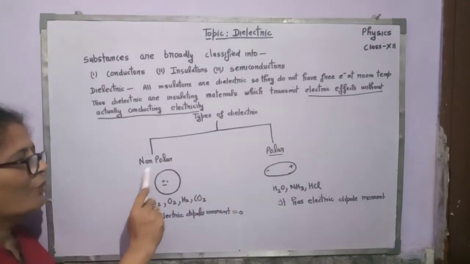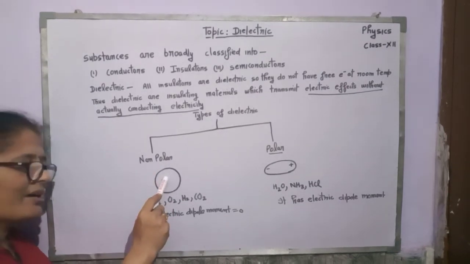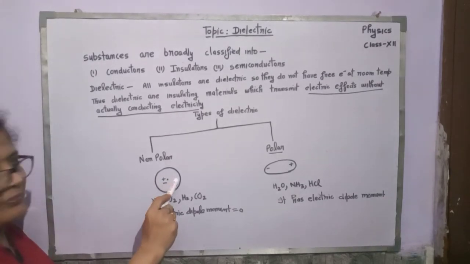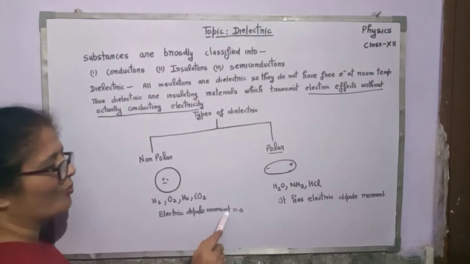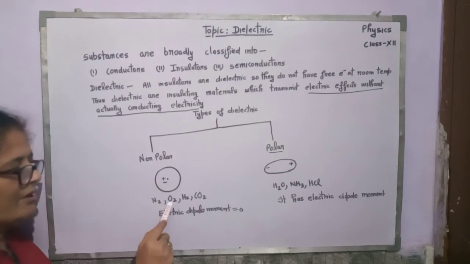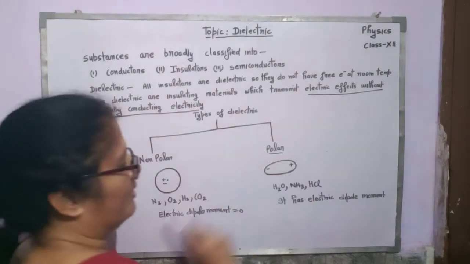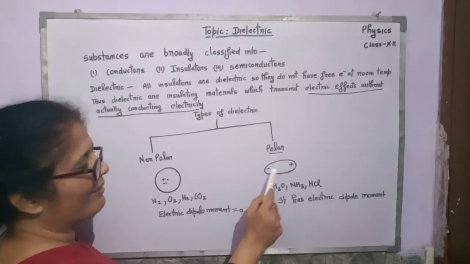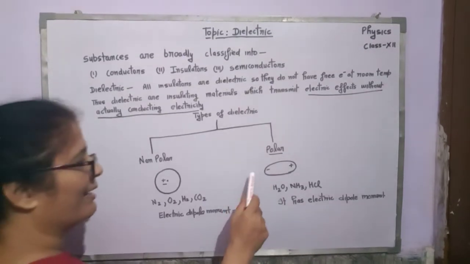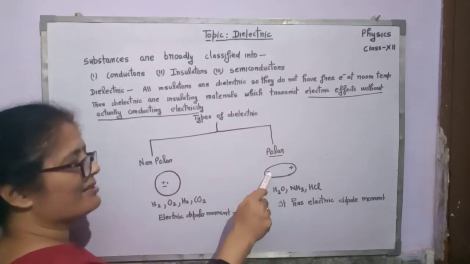In non-polar dielectrics, the center of all the positive charges and the center of all the negative charges coincide with each other. Therefore, their electric dipole moment is zero. The examples of non-polar dielectrics are nitrogen, oxygen, hydrogen, carbon dioxide. Whereas in the case of polar dielectrics, the center of the positive and the negative charge do not coincide with each other. One end is negative, another end is positive. Here the center of all the negative charge is concentrated.